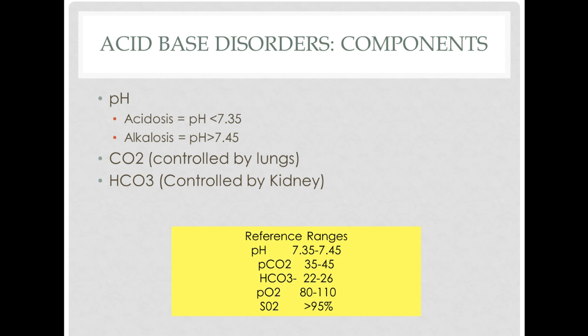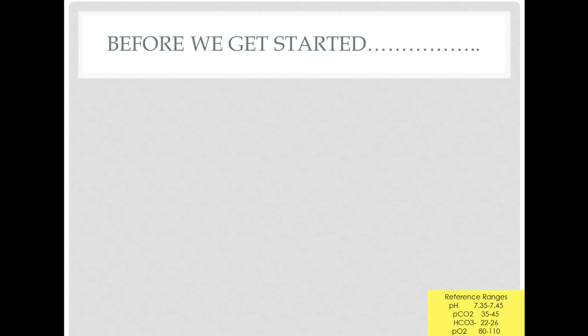Then O2, which is an oxygen pressure of 80 to 110, and an oxygen saturation, which should be greater than 95%. While we don't in the laboratory use a lot of the oxygen, it can give us an indication of how well the patient is breathing, depending on their oxygen. So it can help us to figure out if they're in a respiratory situation or not.